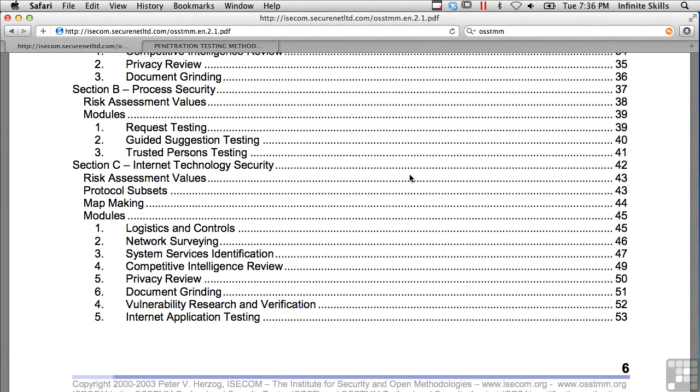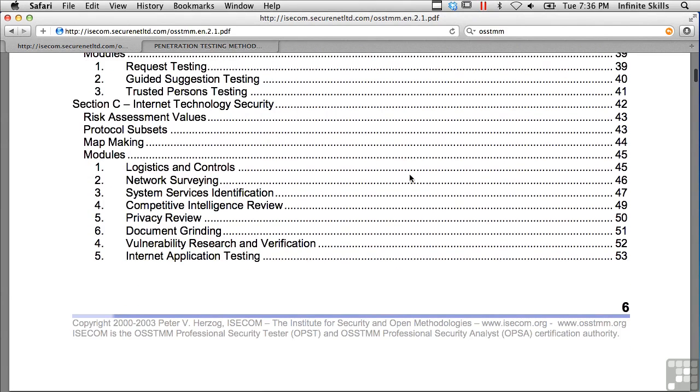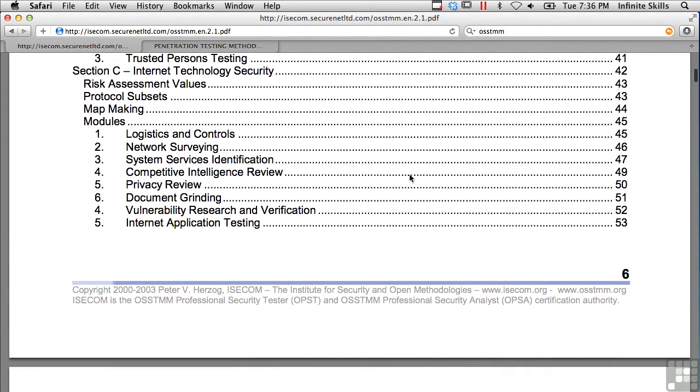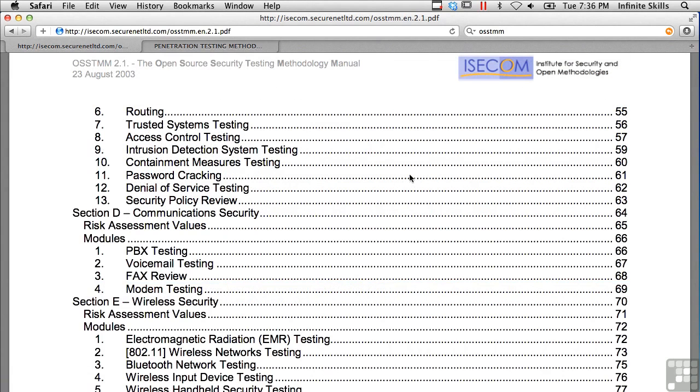Section C is all about internet technology security. Again, they talk about risk assessment values, and the modules for this particular section include logistics and controls, network surveying, competitive intelligence review, privacy review, the document grinding, vulnerability research and verification, internet application testing, which would probably be web applications, although it may include just network-facing applications, routing, trusted systems testing, access control testing, intrusion detection system testing, containment measures testing, password cracking, denial of service, and security policy review.